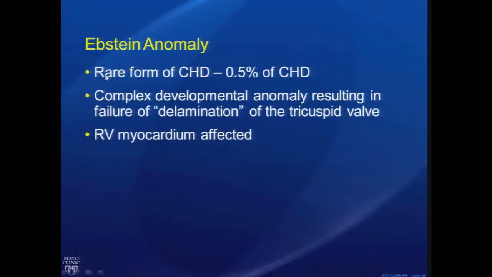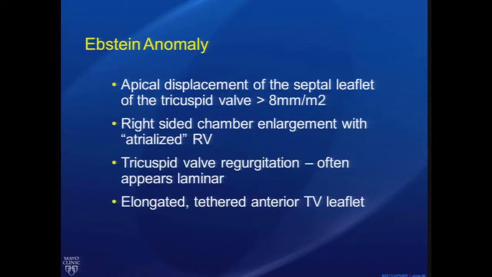Let's just review Ebstein anomaly real quick. So this is a pretty rare form of congenital heart disease, comprising only about 0.5% of all comers. It's a complex developmental anomaly where the valve does not delaminate appropriately from the underlying myocardium. So this is not just a valvular heart disease, this is a myopathy. So the RV myocardium is quite affected.